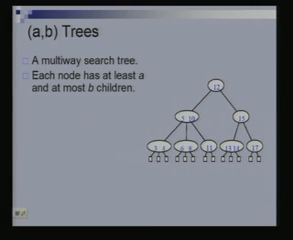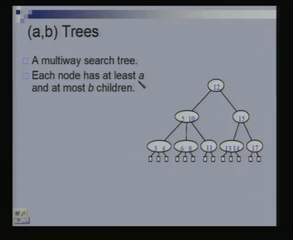So, if it has at least A children and at most B children, then how many keys are there inside? A minus 1 to B minus 1. If it has A children, then it has A minus 1 keys. If it has B children, it has B minus 1 keys. So, the number of keys is between A minus 1 and B minus 1.